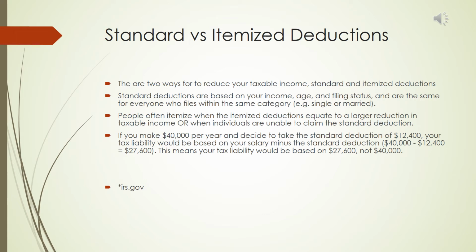An example of what this looks like is that if you make $40,000 per year and decide to take the standard deduction of $12,400, your tax liability would be based on your salary minus the standard deduction, $40,000 minus $12,400, which is $27,600. This means your tax liability would be based on $27,600, not $40,000. For more information about how standard and itemized deductions work, please feel free to visit irs.gov.